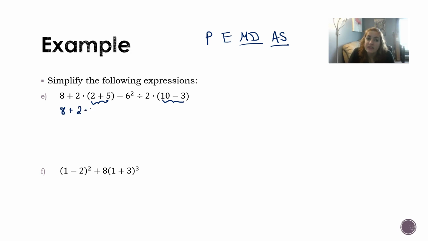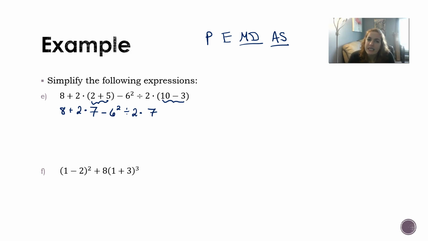2 plus 5 is 7. Notice I drop the parentheses as soon as everything inside those parentheses has been simplified. So there was only one operation. So once we did that one operation, we're good. Move on with our lives. Again, just dropping down the rest. Have to simplify inside these parentheses. 10 minus 3 is 7.